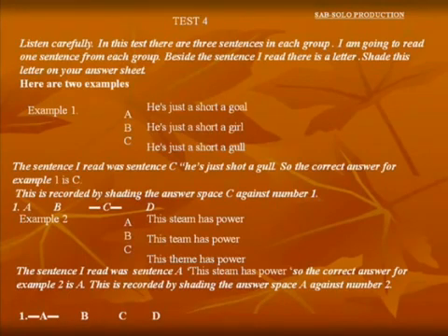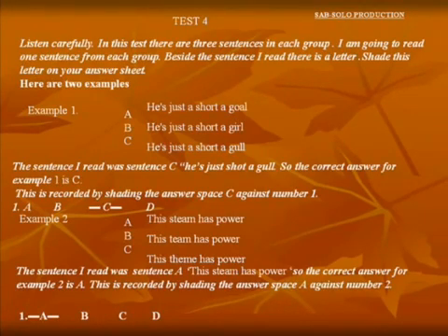Here are 2 examples. Example 1. He just shot a girl. The sentence I read was sentence C. He's just shot a girl. So the correct answer for example 1 is C. This is recorded by shading answer space C against number 1.